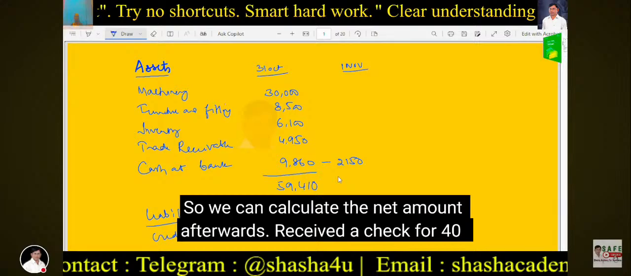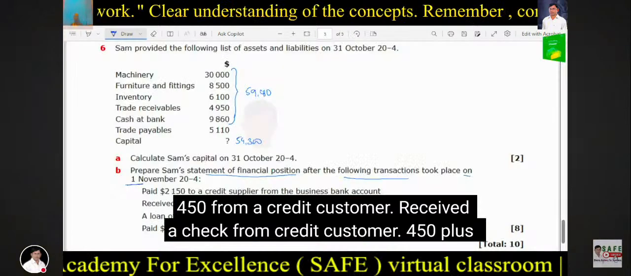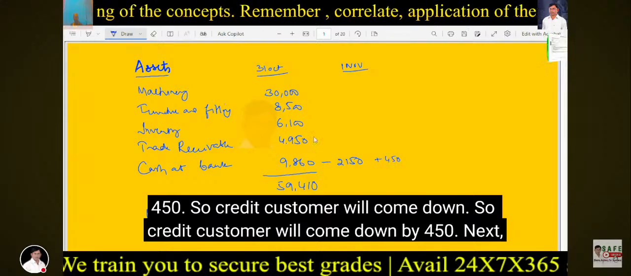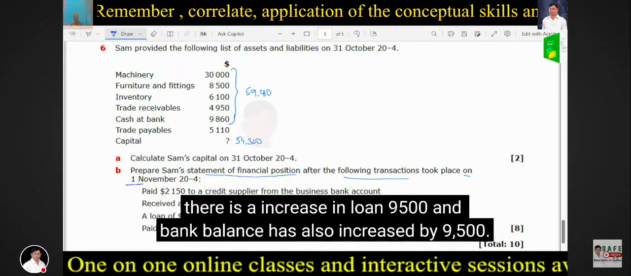So we can calculate the net amount afterwards. Received a check for 450 from a credit customer. So the credit customer balance will come down by 450. Next. A loan of 9,500 was paid directly into the bank account. So a loan has arisen. There is an increase in loan of 9,500 and the bank balance has also increased by 9,500.